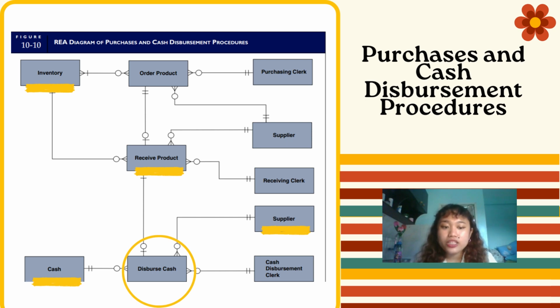Additionally, notice that there are many-to-many associations between order product and inventory entities, and between the received product and inventory entities. This shows that orders and received items may involve multiple products. Similarly, each product in inventory might have been ordered or received multiple times. These many-to-many associations are resolved in the database by adding linking tables but aren't shown in the diagram for simplicity.